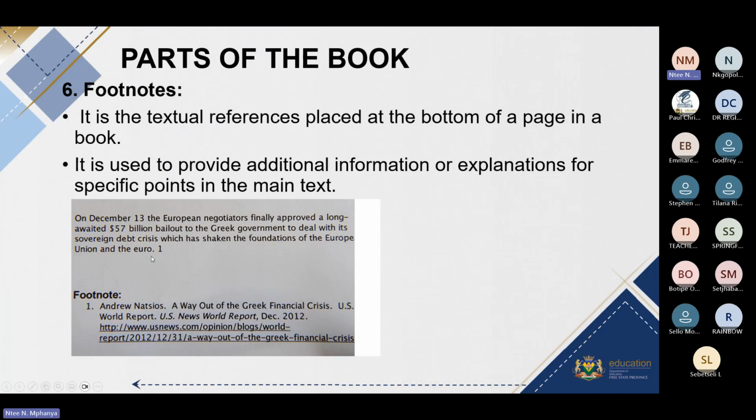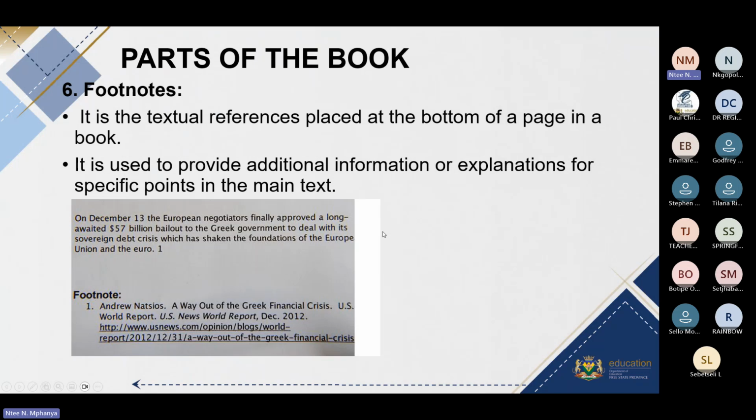Can you see this? 1, euro.1. This whole text has a footnote. There is 1. It's a textual reference. 1 is a textual reference. Then the rest, it provides additional information or examples for specific points in the main text.